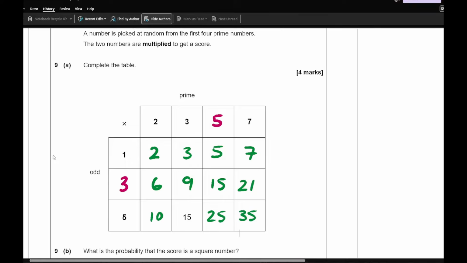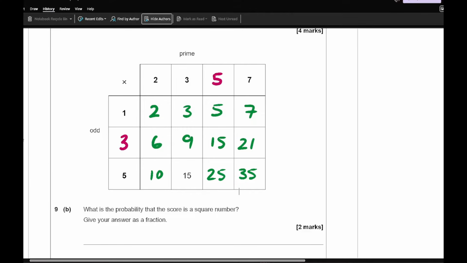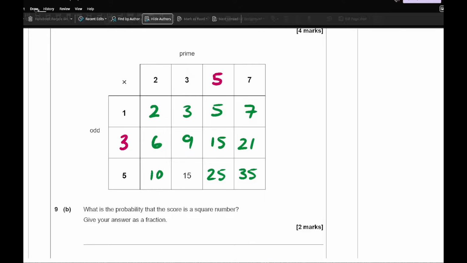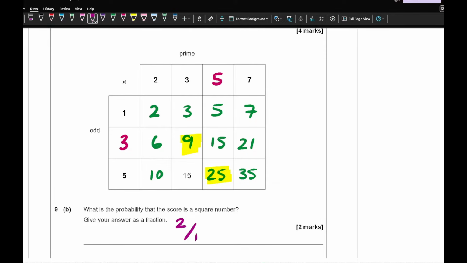Then for question 9b, it says, what is the probability that a score is a square number? Give your answer as a fraction. So from the numbers that I've written in the table, we want to highlight which numbers are square numbers. So we've got 9 is a square number, 25 is a square number, and that is it. So we've got a fraction of 2 out of 12, which gives us an answer of 1/6.